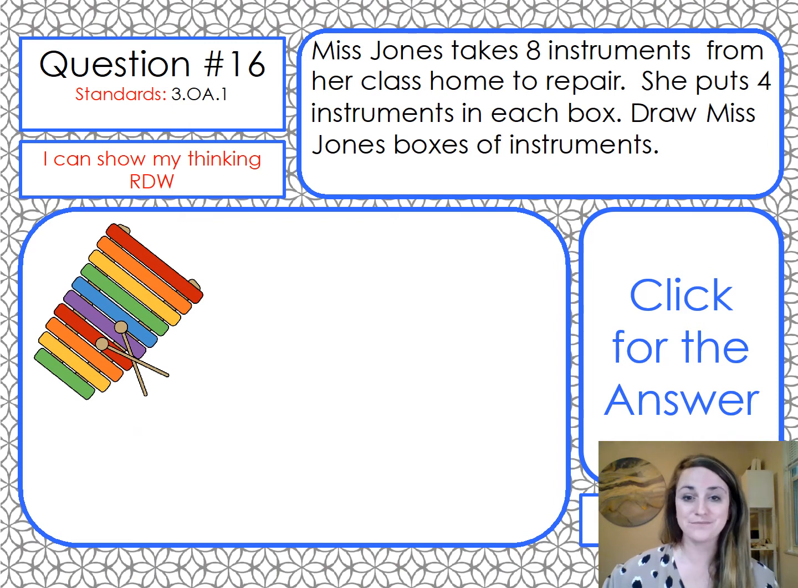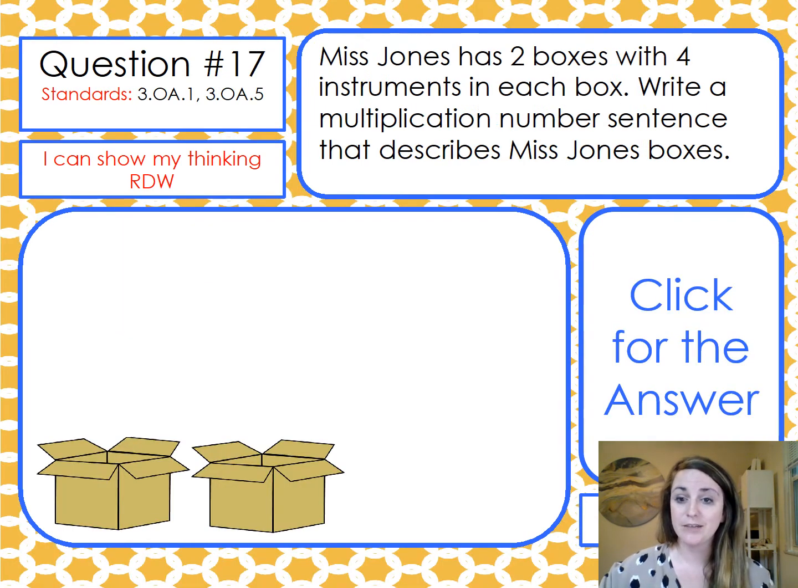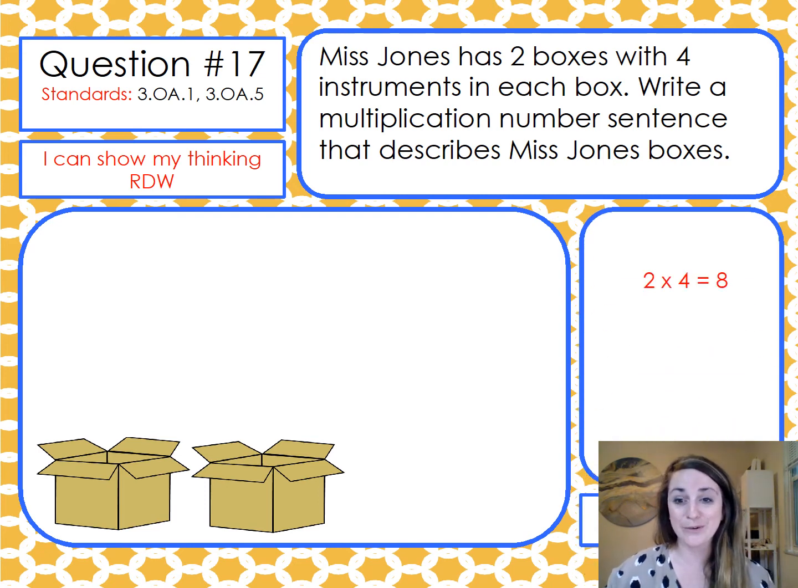Question number 16. Miss Jones takes 8 instruments from her class home to repair. She puts 4 instruments in each of the boxes. Draw Miss Jones' box of instruments. Here, she put 4 in one group and then circled it because we know she puts 4 instruments in each box. Then she counted 4, 8. It would only take 2 groups for her to count. 4 times 2 equals 8. Miss Jones had 2 boxes with 4 instruments in each box. Oh, I accidentally shared that a little early. 2 groups of 4 equals 8.